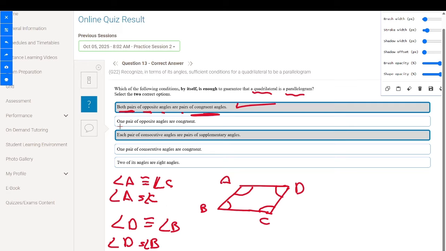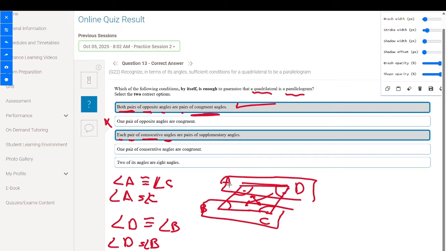Yes. Now one pair of opposite angles are congruent. No. Not only one pair, it has to be two pairs. This one pair and this one pair. So both of these pairs have to be congruent. One pair is not a right answer. Now here, each pair of consecutive angles, they are sharing a common side.